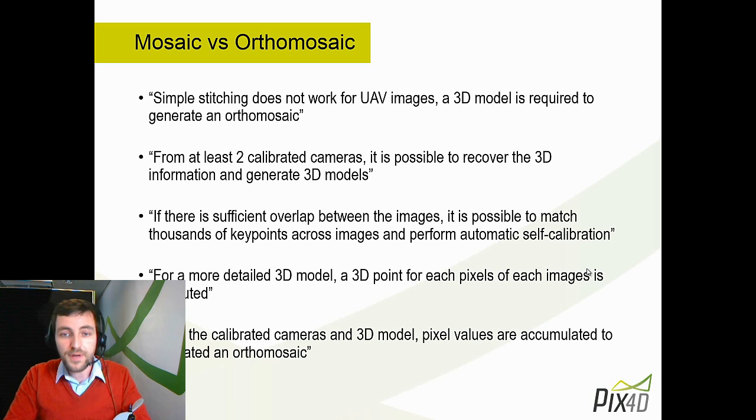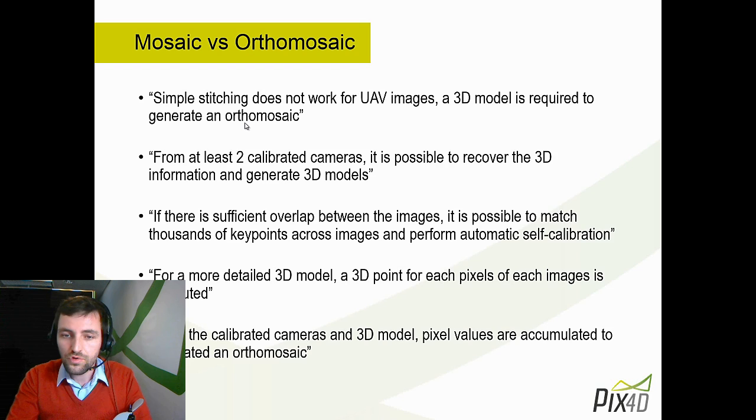What I'm going to explain there could be explained in the length of many different other webinars, and by the way, there are many other webinars that we did previously which are exactly on this topic, but I'm just going to summarize the different steps to understand what the software has to go through from simple images into an automosaic. So the first affirmation is that simple stitching does not work for UAV imagery, as the 3D model is required to generate an automosaic.